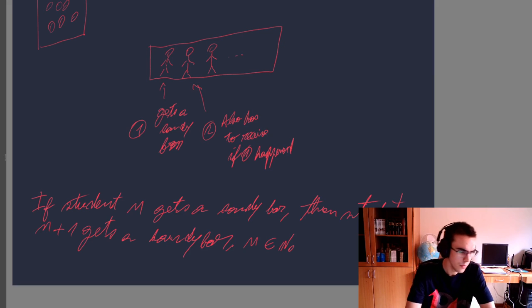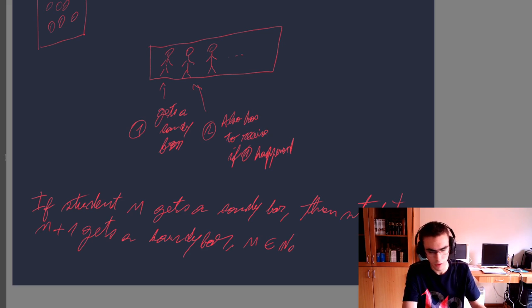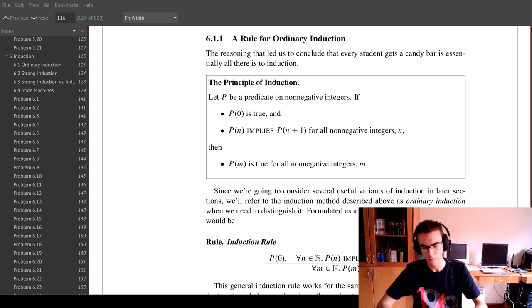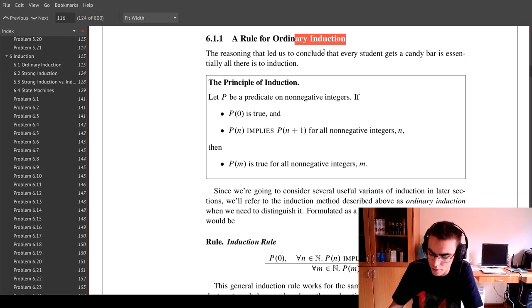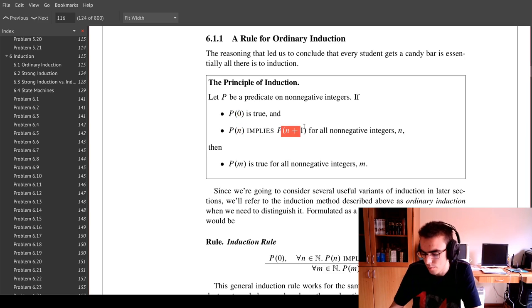Now, there is a thing in the way they present ordinary induction in these notes, and I'm going to show you if I'm able to. So you see here that it gives a rule for ordinary induction, and the principle of induction is: if P(0) is true, and in our case it was, the first one would in fact receive a candy bar, then P(n) implies P(n+1) for all non-negative integers n. Then P(n) is true for all non-negative integers n. And that's pretty much it.